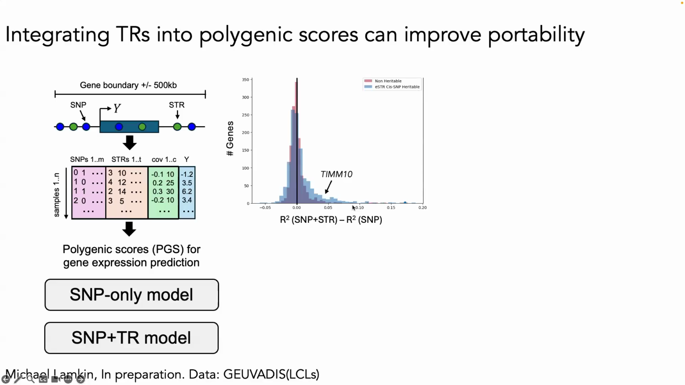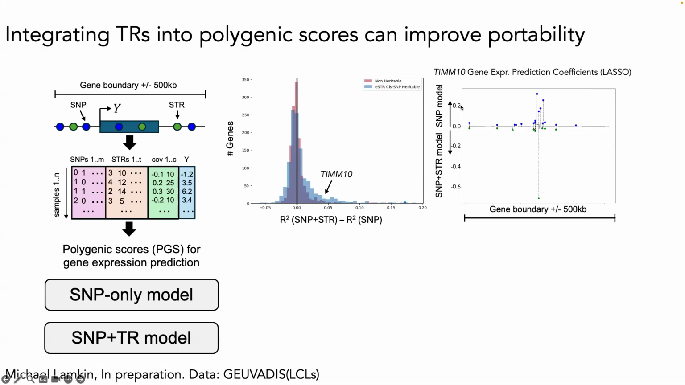I'll just point out one example of these. This is the gene TIM10. We can zoom in and see what coefficients our model gave to the different variants for the different models that we tried. The top is showing the coefficients for each variant in this region for the SNP only model. In that case, we gave small weights to a bunch of different variants in the region. And on the bottom is showing the weights that we give to each variant in the SNP plus STR model. What we found is when we added the STRs into this model, we threw away most of the other variants that we had originally put into this model and replaced them by giving a lot of weight to one particular variant in this region.